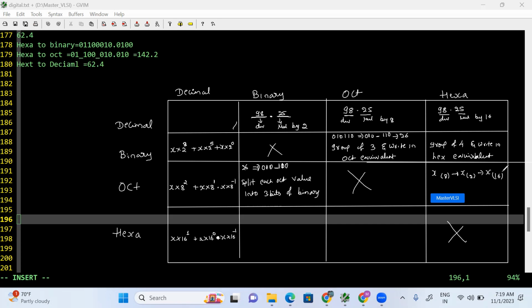Hexa to binary. Split each hex value into 4 bits of binary. Done?